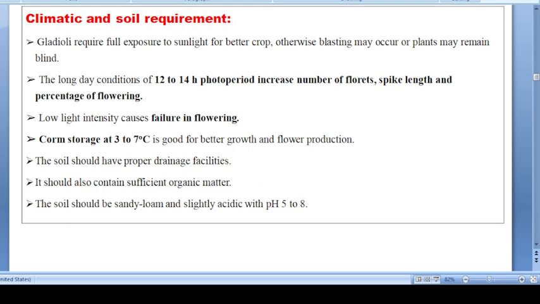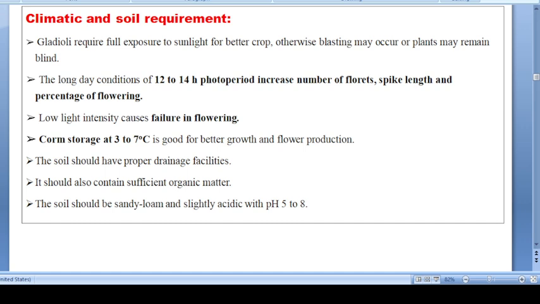Next, when we look into the climatic requirements, more sunlight is required here also, like tuberose. It responds very well to long sunshine hours. If there are 12 to 14 hours of light, it will produce good quality flowers, or we can increase the number of spikes. If there is a fluctuation in the light intensity, that leads to a reduction in the flower yield. The yield will also get reduced if the temperature is low.